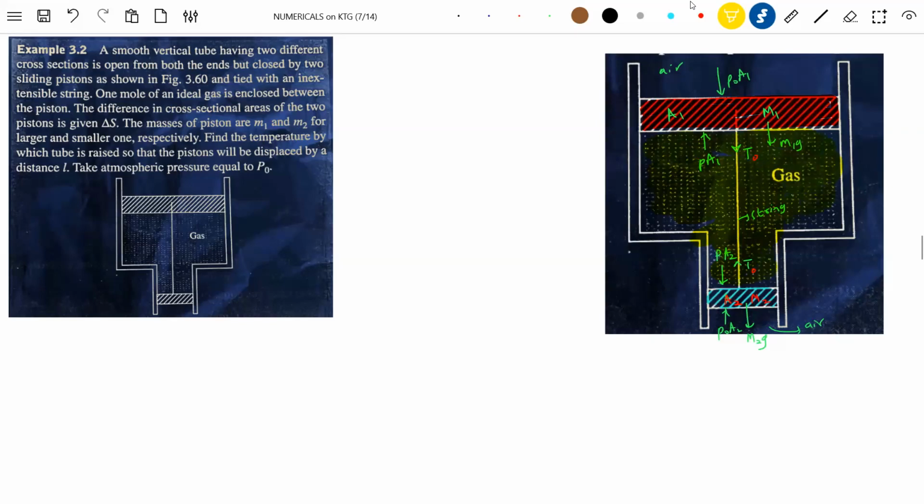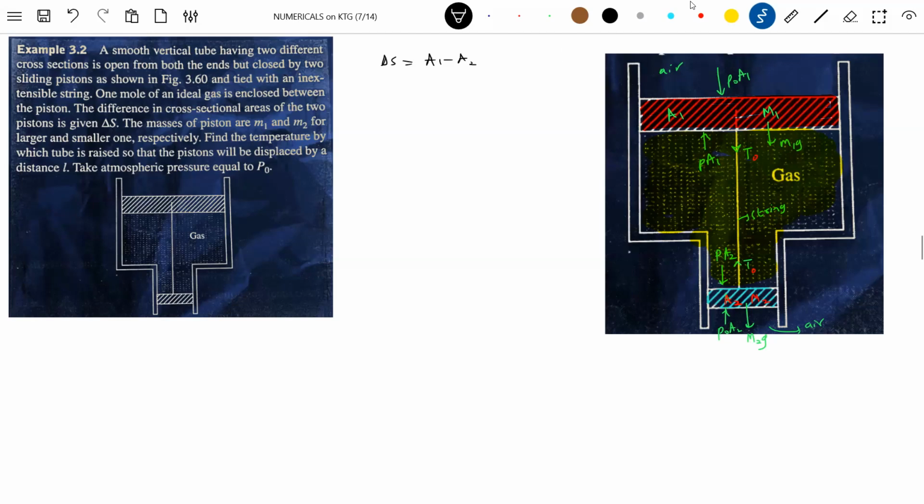What to do now? What is the question? What is the information given? Let's see that. The difference in cross-sectional area of the two pistons is delta S. So what is delta S? A1 minus A2. The masses of the pistons are M1 and M2, for larger and smaller. Find the temperature. This M1 plus M2, let it be delta M. This will be sufficient.